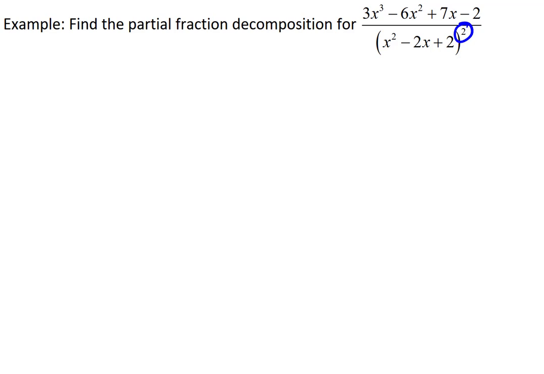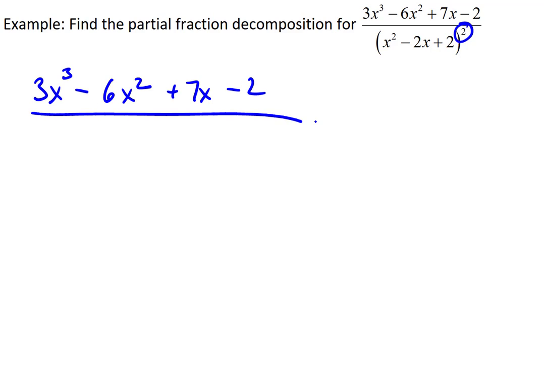So now we're going to put all of this together, and let's start writing our rational equation where we simply copy the numerator first. So 3x cubed minus 6x squared plus 7x minus 2. That's just the original numerator. And then the denominator we're going to copy down as it is, right? It's not factorable, so we'll just repeat it one more time. So x squared minus 2x plus 2 in parentheses all squared.